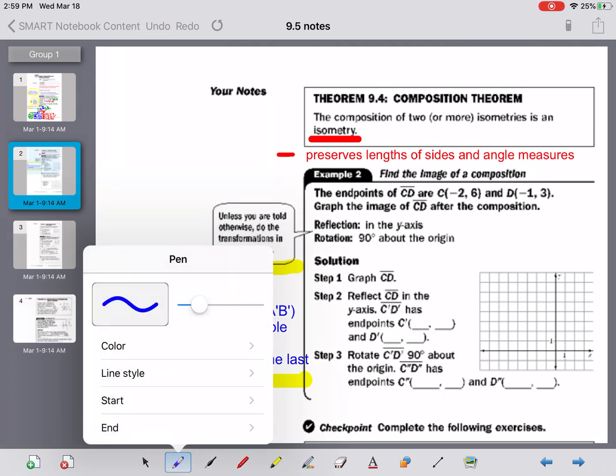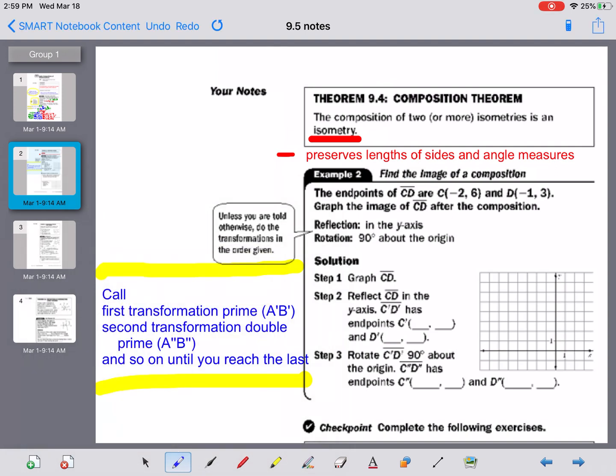So I'm going to go ahead and take my 2 points, negative 2, 6. Sorry, I was messing with my stylus here. So here's my figure to start with, CD, and once again I'm going to write my ordered pairs over here so I can figure out where they'll go in each move. So this is my original XY.